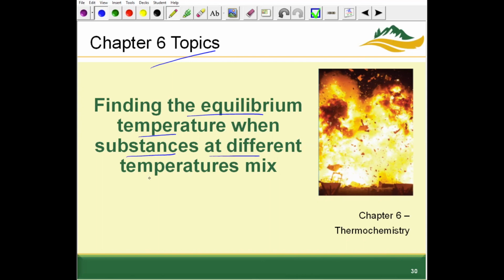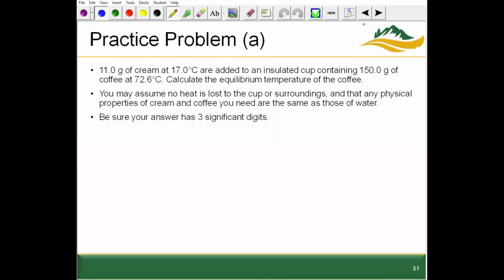So now another very related topic here in chapter 6, finding the equilibrium temperature when substances are at different temperatures and they end up mixing. So still pretty similar equations to what we've seen before. Let's practice solving a problem like this. We have 11.0 grams of cream at 17.0 degrees Celsius. They're added to an insulated cup containing this many grams of coffee at a hotter temperature. Calculate the equilibrium temperature of the coffee.